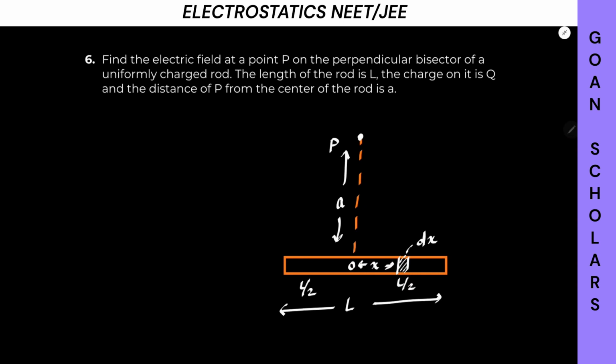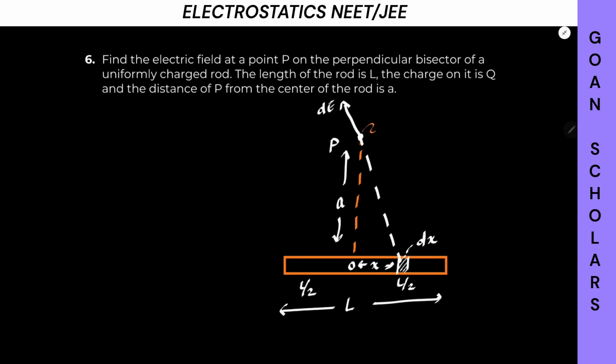Assuming there is positive charge all over this rod, what will be the electric field due to this dx element? It will be radially outward. So let's join this point and dx, radially outward in this direction. This will be our dE, because it's not the complete electric field. It will be dE, correct?